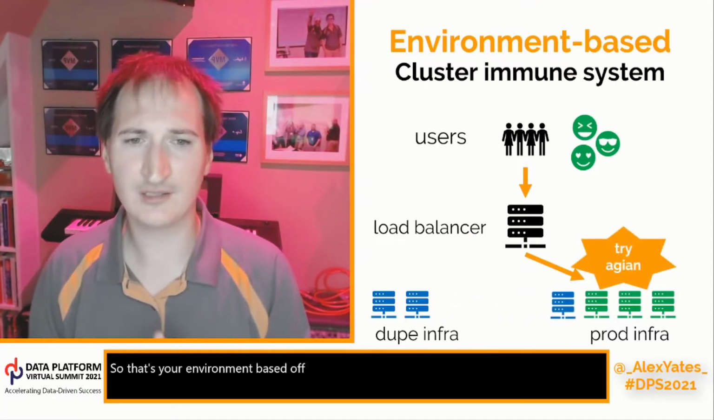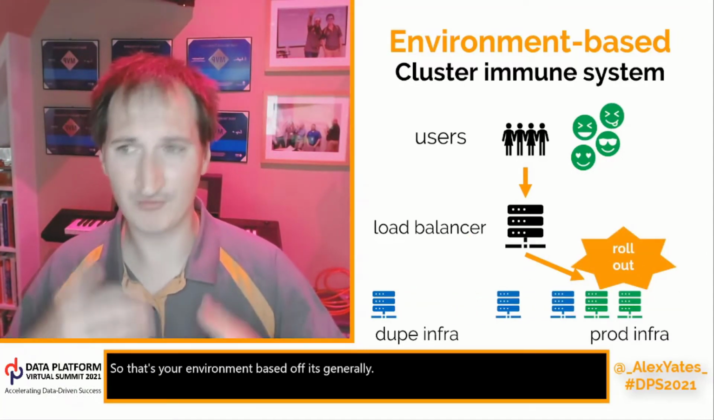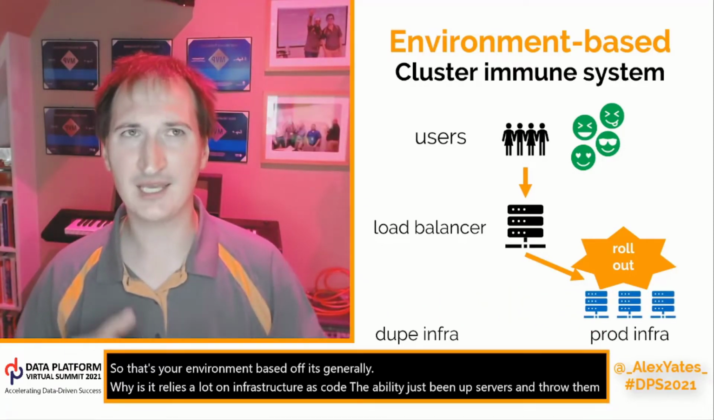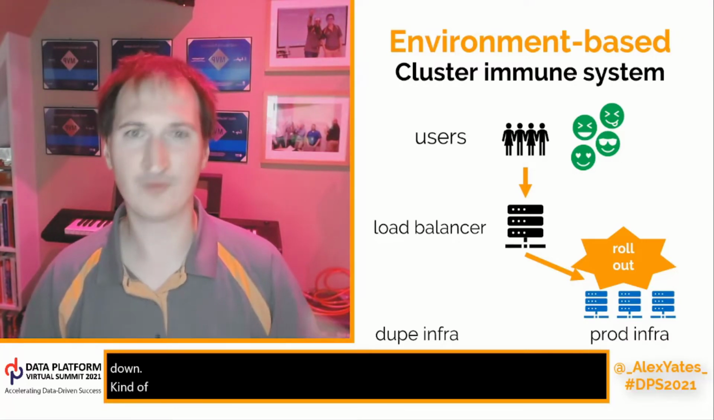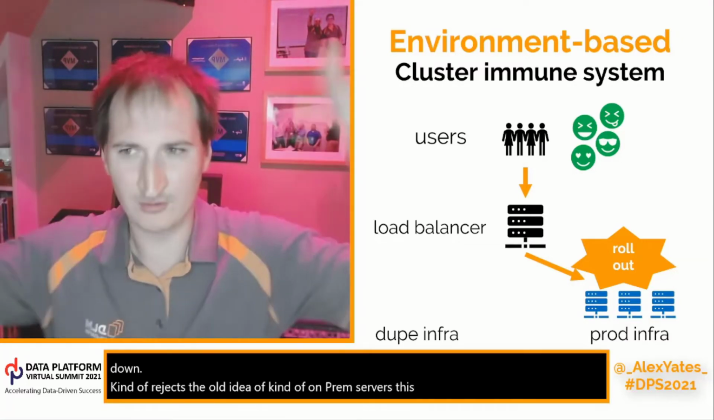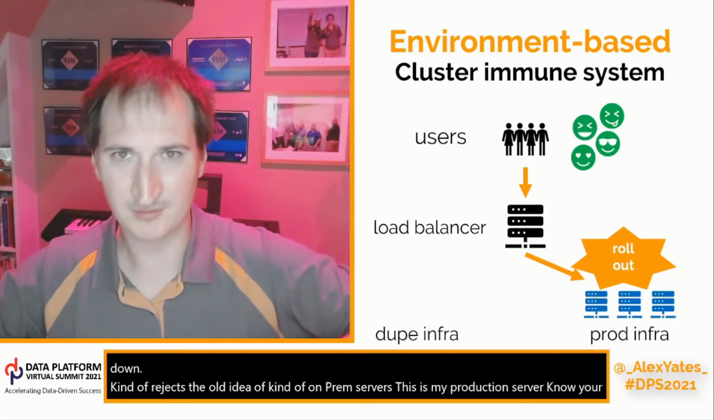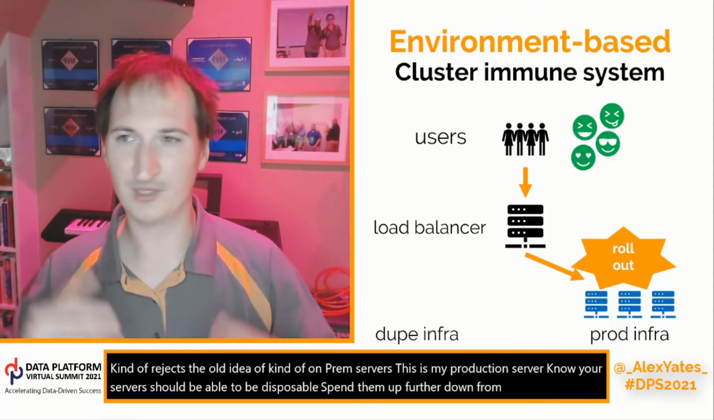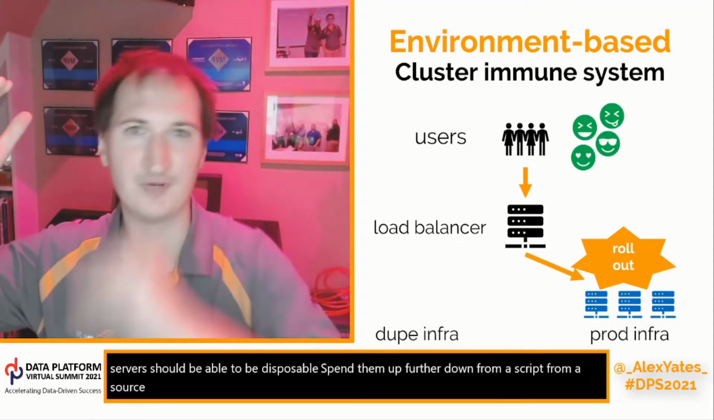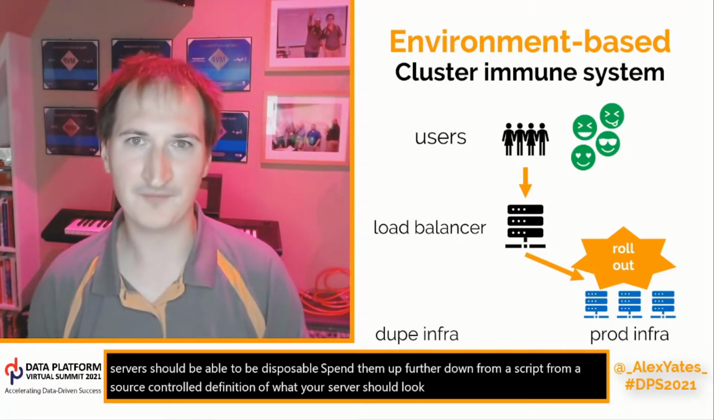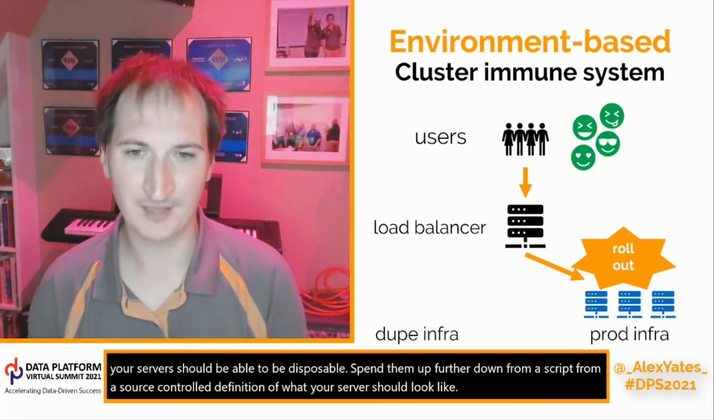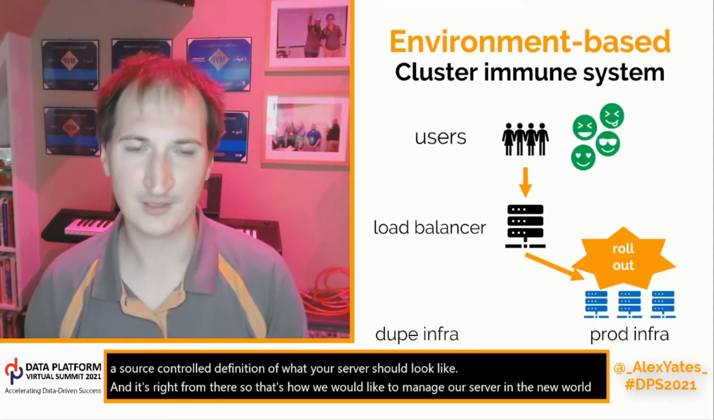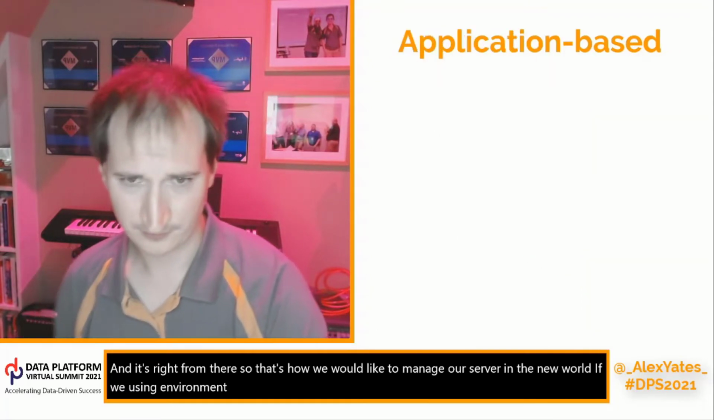It generally, as I say, relies a lot on infrastructure as code, the ability to spin up servers and throw them down. It rejects the old idea of on-prem servers. This is my production server. No, your servers should be disposable: spin them up, throw them down from a script, from a source-controlled definition of what your server should look like, and iterate from there. So that's how we would like to manage our servers in the new world if we're using environment-based release patterns.